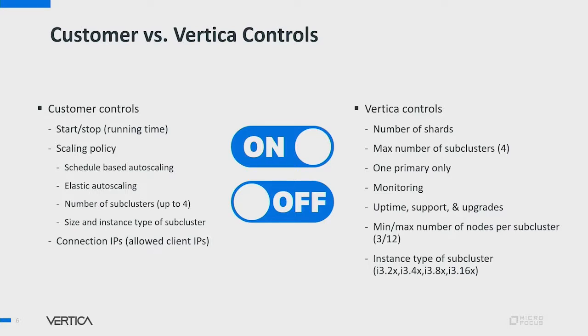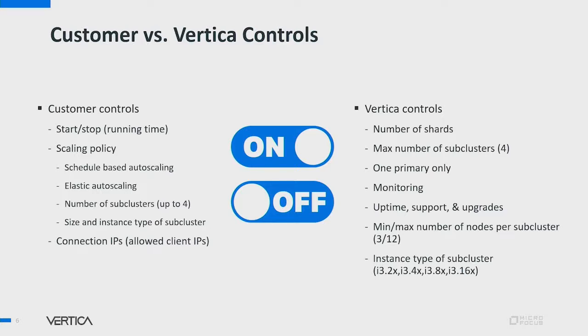Behind the scenes, the Vertica Eon Accelerator manages many things such as number of shards. We limit the maximum number of subclusters to 4. We limit to 1 primary subcluster. We manage and monitor your services so that we can provide services such as uptime. We can provide support. We will do all the upgrades for you. We also limit the minimum and maximum number of nodes per subcluster to 3 and 12.